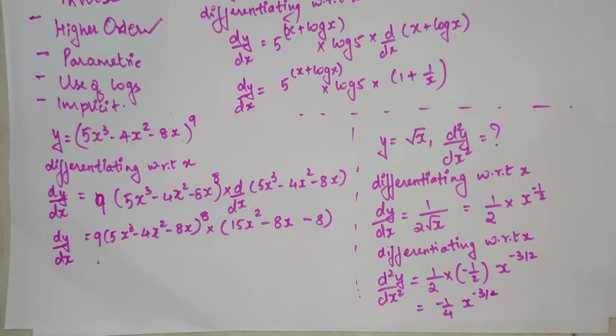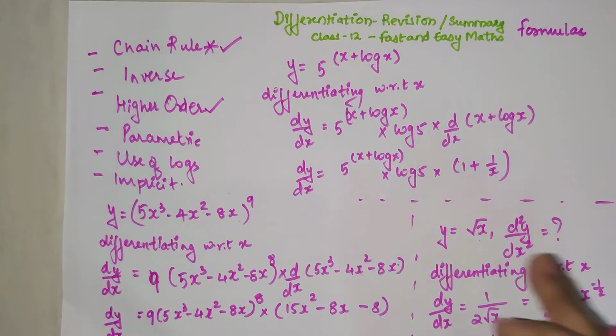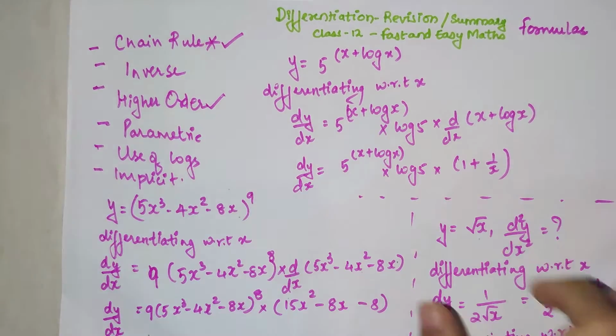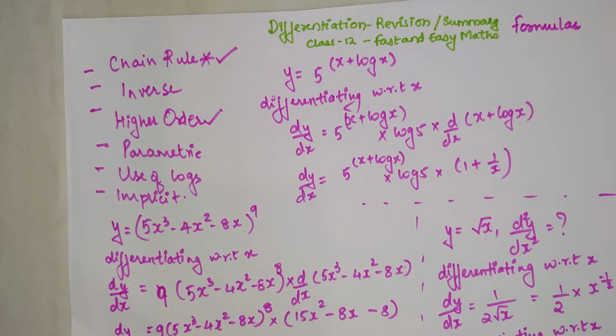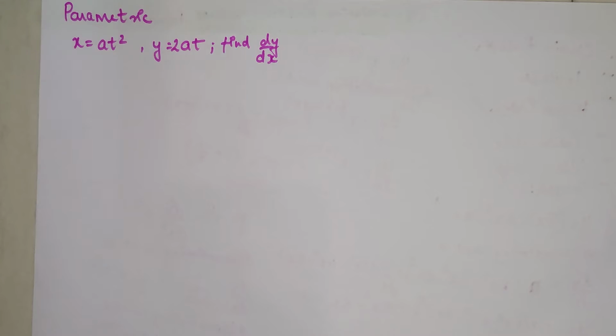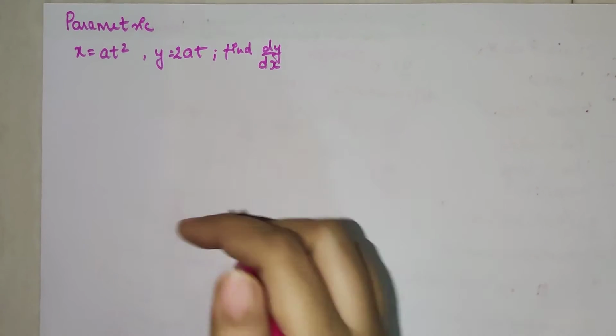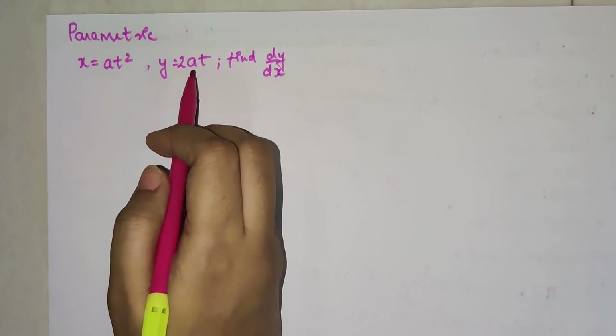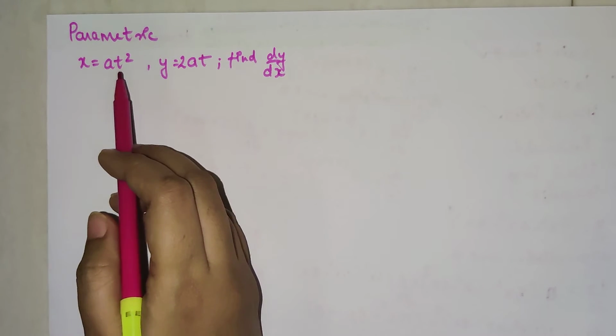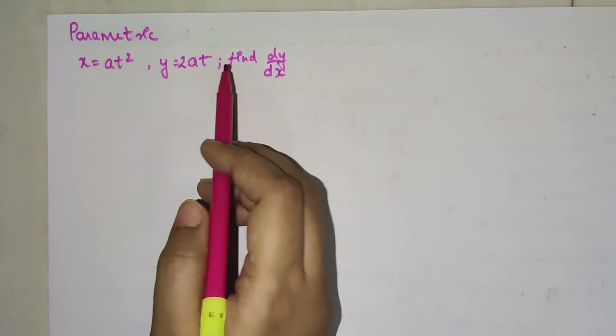Now, here, as you can see, we have covered two types. Now let's try and cover the next type. So now the next type which we are talking about is parametric. Okay, so here we know that x is equal to at square and y is equal to 2at.